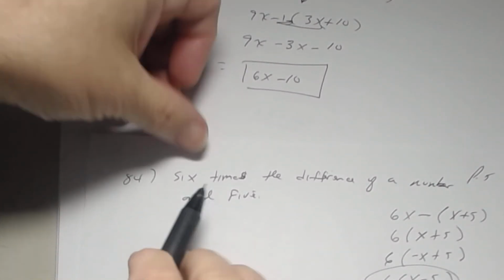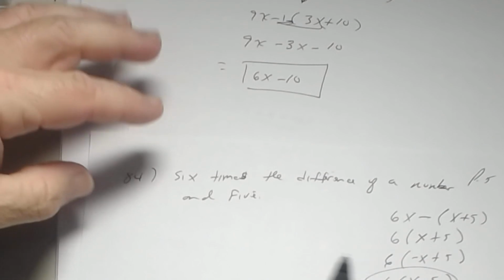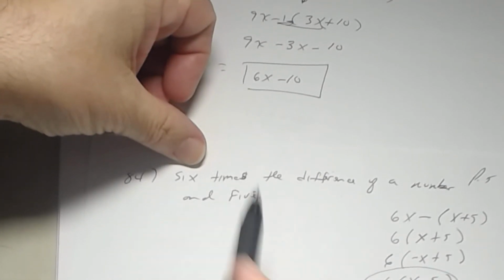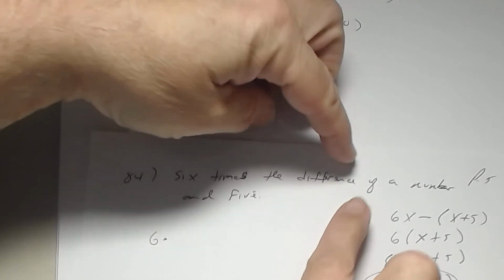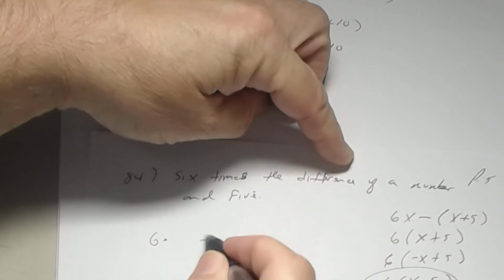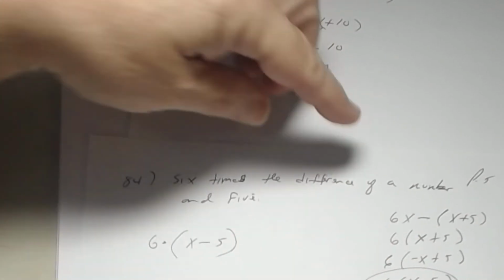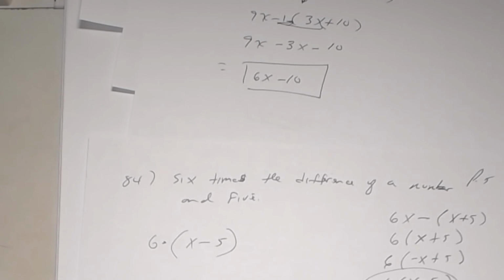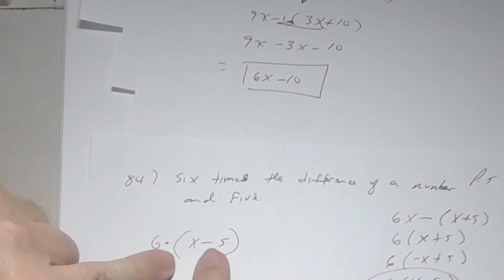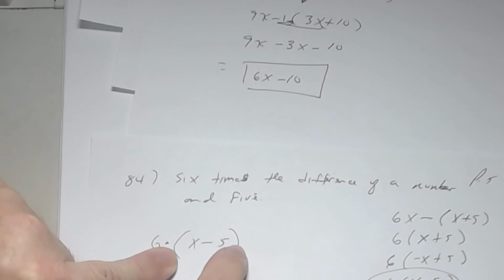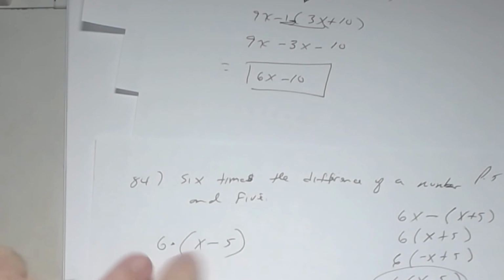You see, there's no comma anywhere in here. So the 6 times means 6 times, and then you're going to take the difference, which means subtraction, of a number and the other number, 5. So 6 times, and then the difference, subtract, of a number, which we call x, and 5. How do we write 5? That's a symbol. Put that in parentheses. So 6 times this difference.